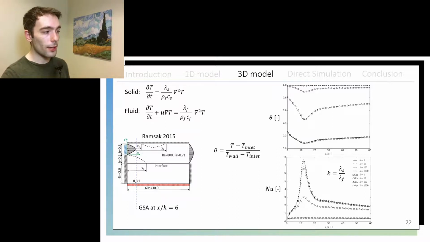So after doing the grid sensitivity analysis in the middle of the first separation, you can see the solutions on the right side of the slide. On the top for the dimensionless temperature and at the bottom for the Nusselt number, both at the interface between the solid and fluid domains. And the different lines would represent different ratios for the solid thermal conductivity and the fluid thermal conductivity. And in all cases, it's pretty close to the benchmark provided by Ramsack.